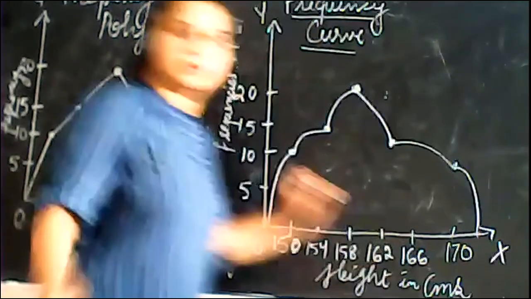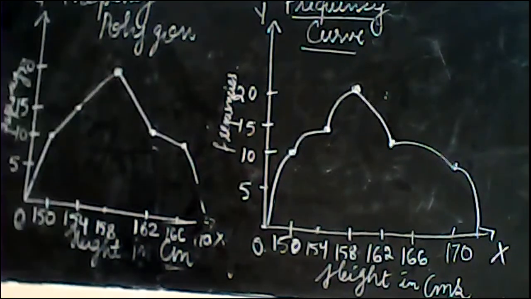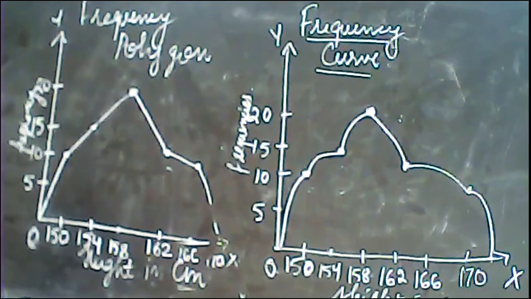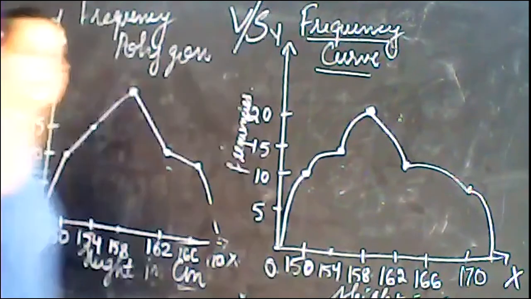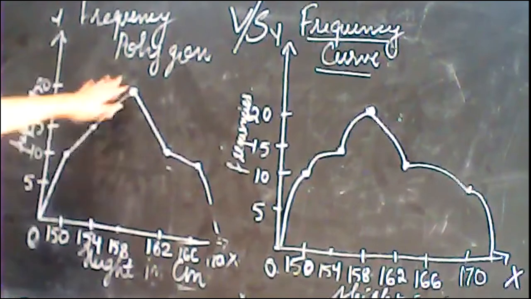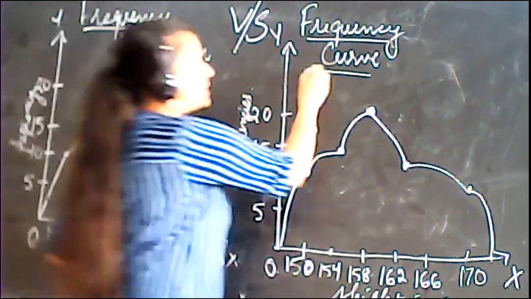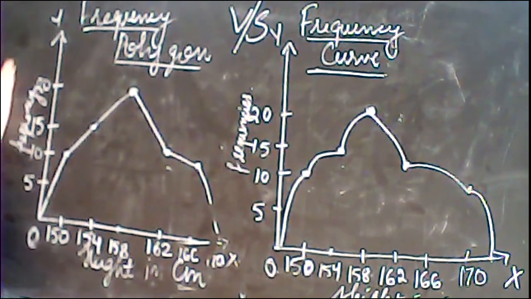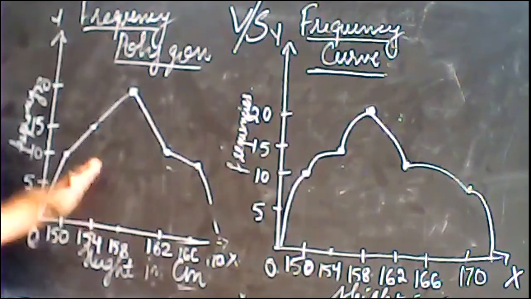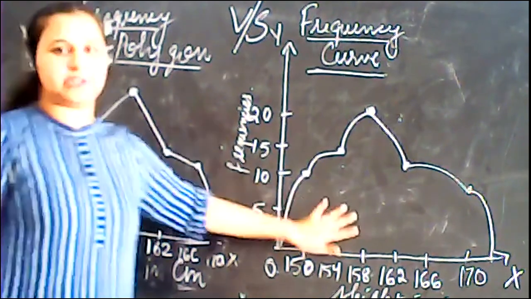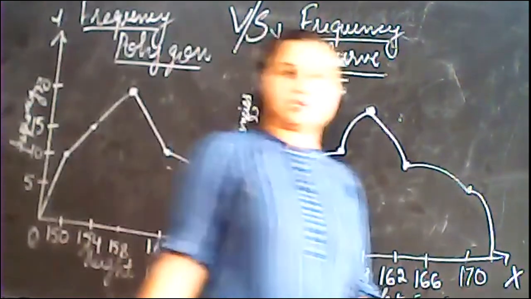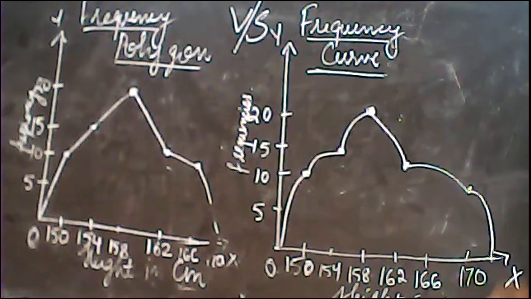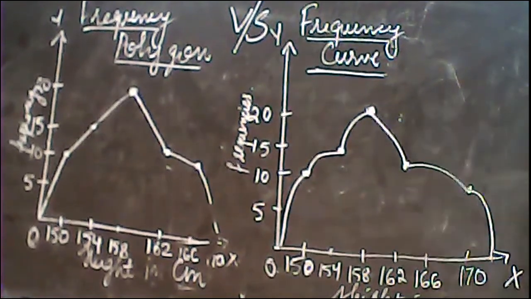Students, so this is the difference: frequency polygon versus frequency curve. We have taken the same data, the same class intervals, and the same frequency. The only difference is that this is marked with a straight line using a scale, and this is a freehand drawing of the curve. We have freely marked the plotted points. I hope it is clear to you all.